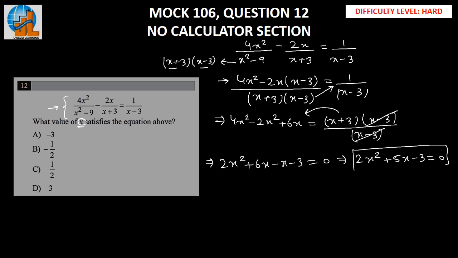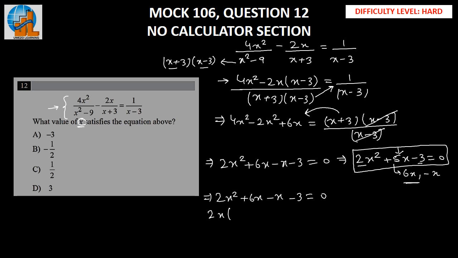Now we have formed this quadratic equation and all we need to do is to break this 5x into two numbers. So now we can see here, once we are multiplying these two here, we're getting minus 6. So this has to be broken down into 6x and minus x, because if we add them up we'll get plus 5x, and if we multiply them we'll get minus 6x², which implies 2x² plus 6x minus x minus 3 is equal to 0.